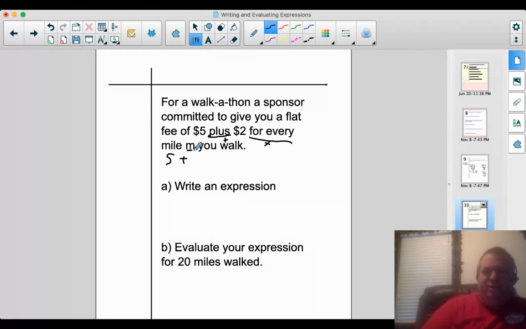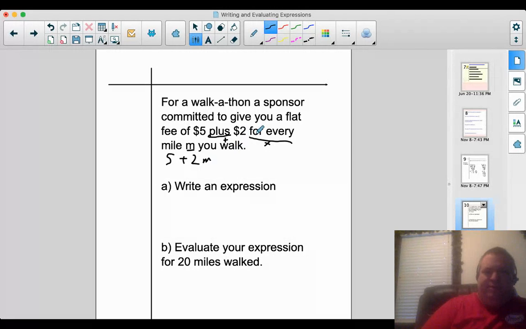And it says we should use M for miles. Okay, so I don't know how many miles. I know I get $2 each, so $2 per mile. So if I walked 10 miles, that would give me another 20. If I walked 100 miles, that would give me 200. Okay, but if it's 2 for each mile, that's 2 times the number of miles that I walk.